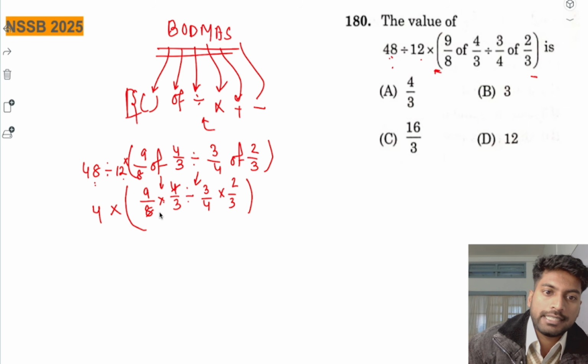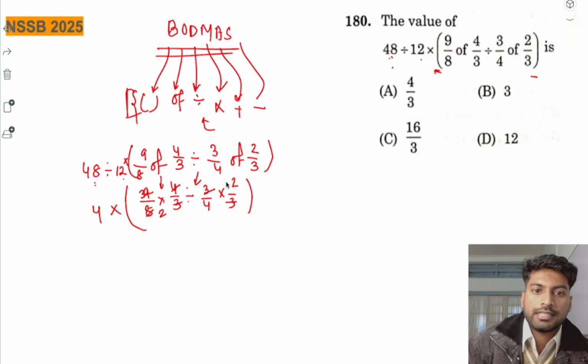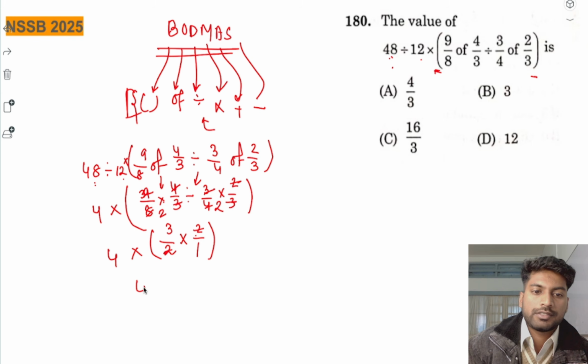4 and 8 that is 2, and 3 and 9 that is 3. So it's 3 by 2. Here 3 gone and that is 2 cancels 2. So 4 into bracket there is 3 by 2, divides we write as multiply with the reciprocal, and this 1 by 2 will be 2 by 1. Then this 2 and 2 eliminated, and 3 by 1, that is 3. So 4 into 3, that is your 12.